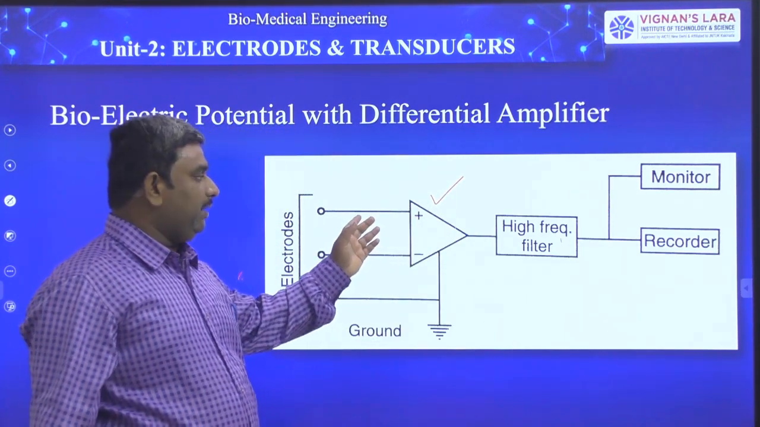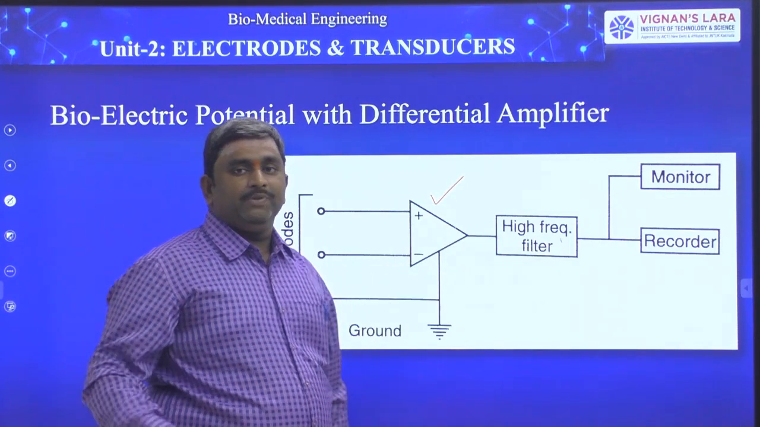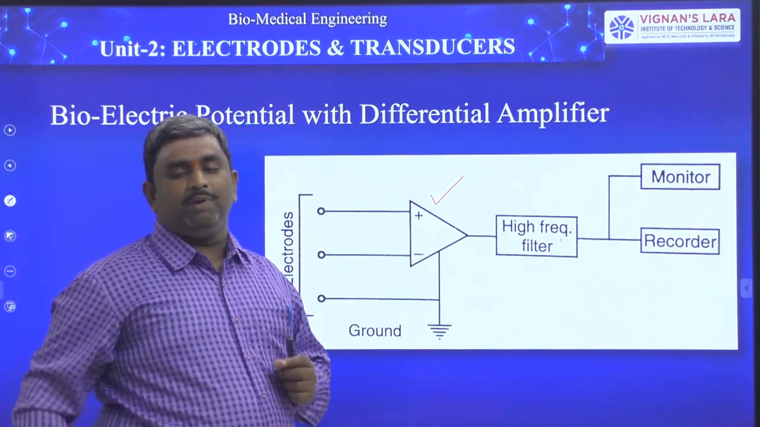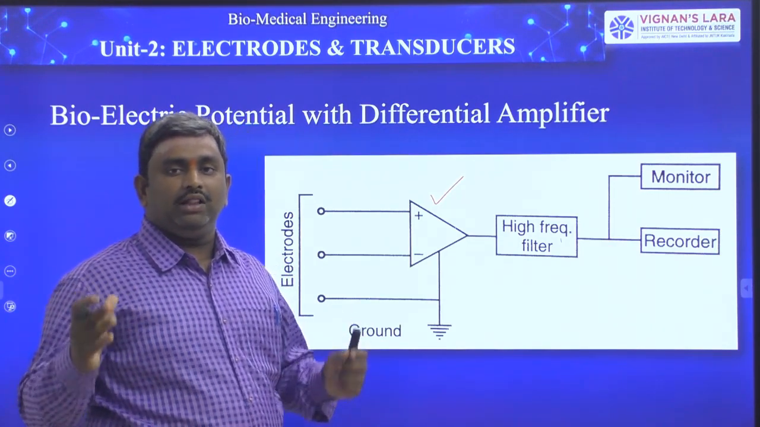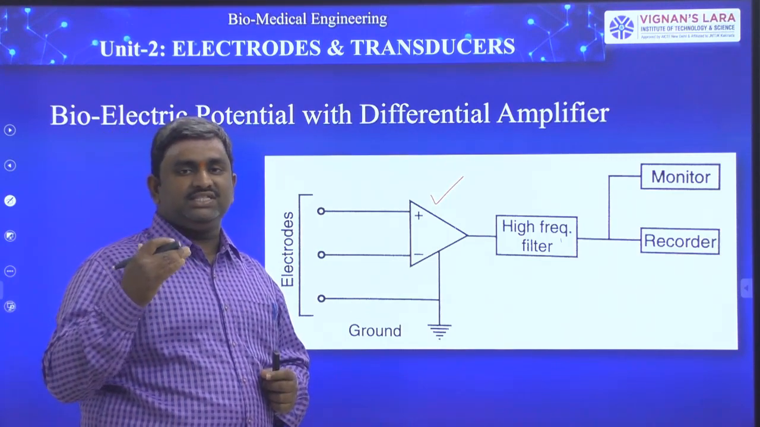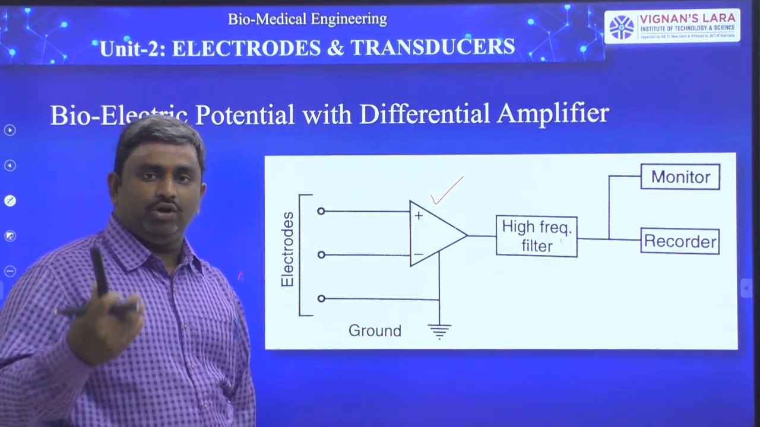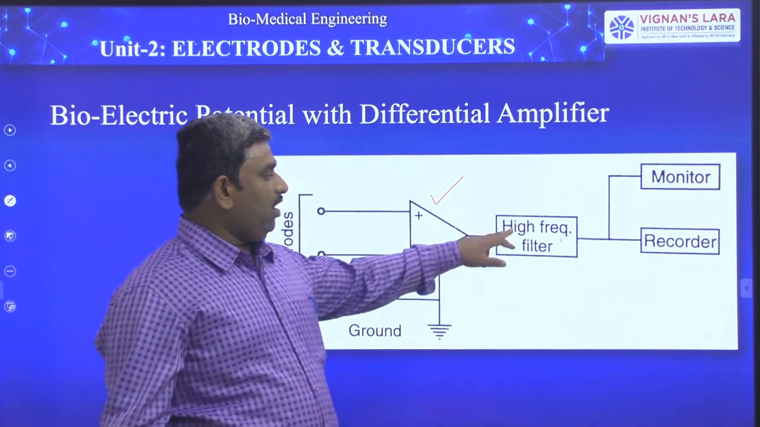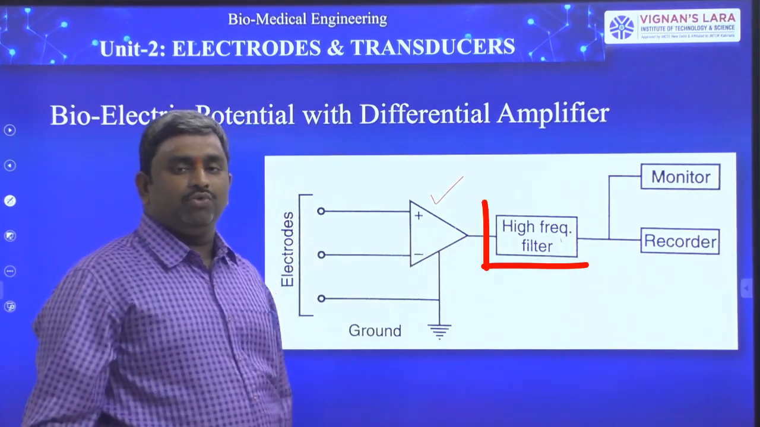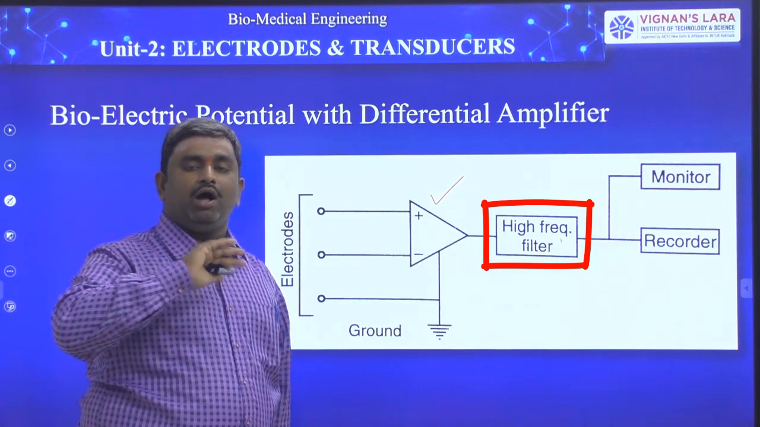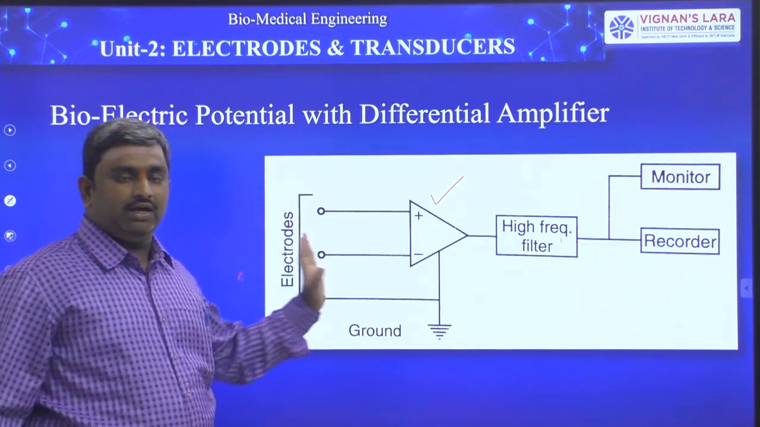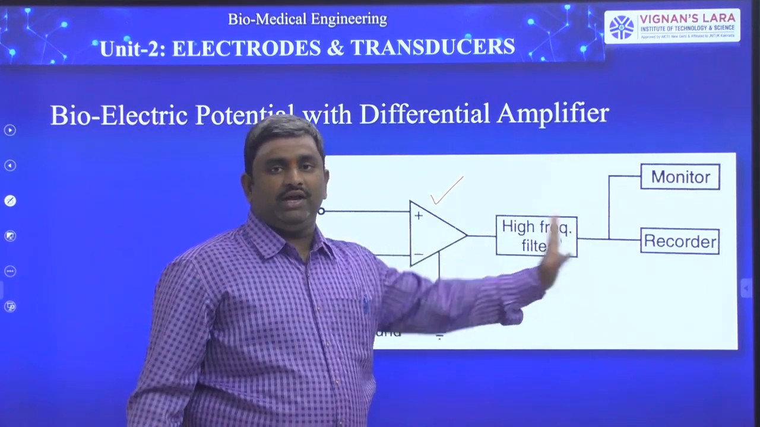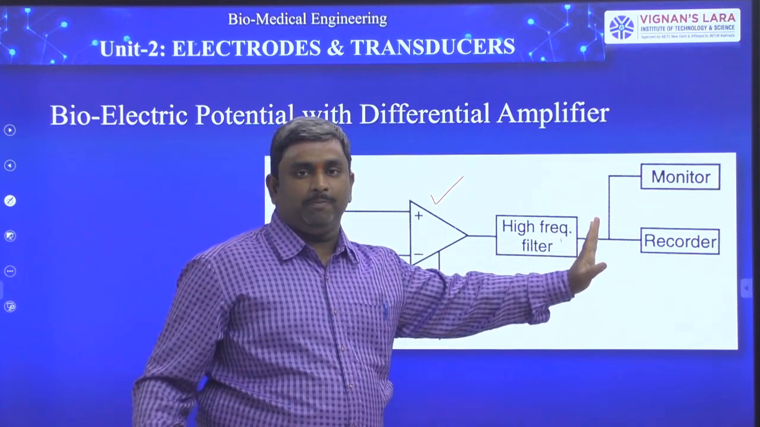After this op-amp, we have a high frequency filter. The human body generates different types of bioelectric potentials, and their maximum frequency is 100 kilohertz. If any signal above 100 kilohertz is generated, it is not related to our human body, so we have kept a high frequency filter. This filter removes all the high frequencies from the signal collected from the differential amplifier output. After that, the remaining signal we take as a printout.